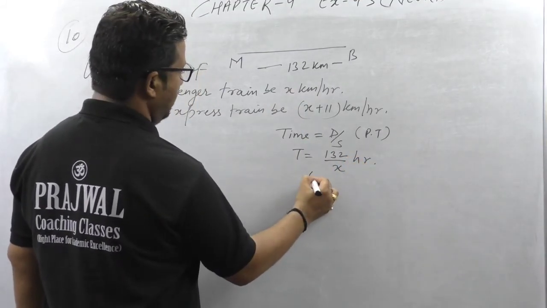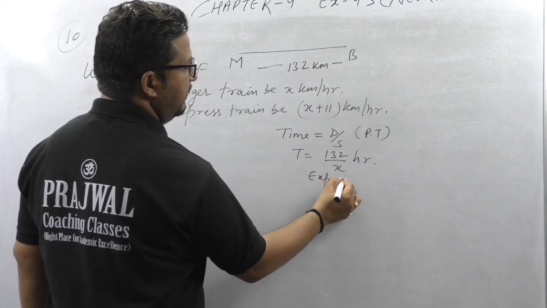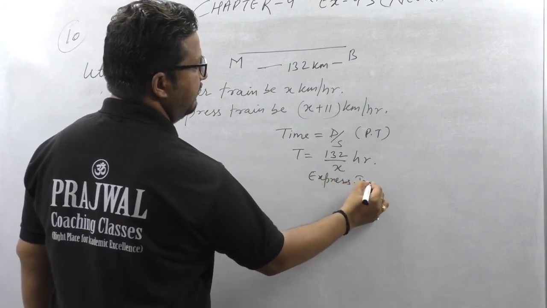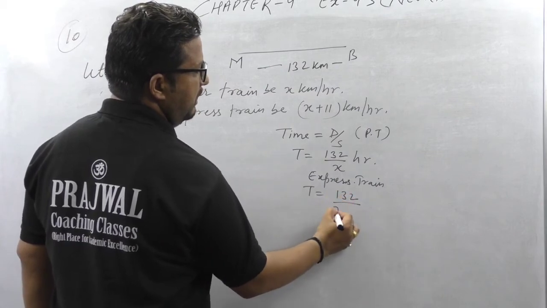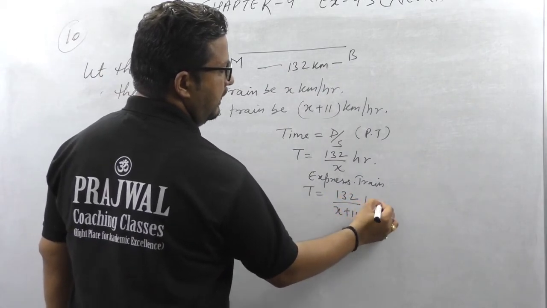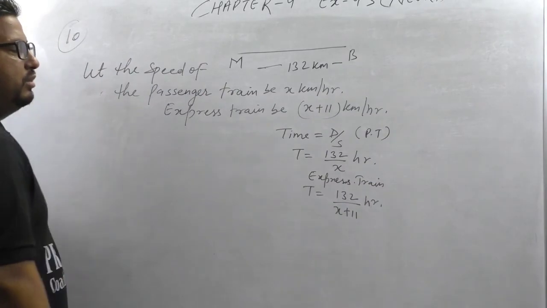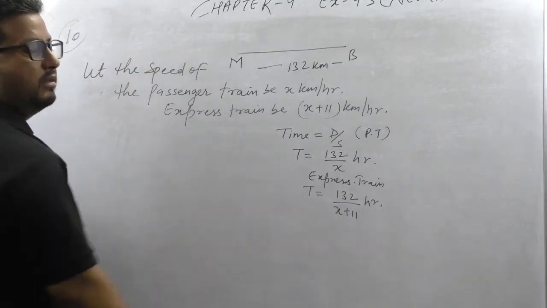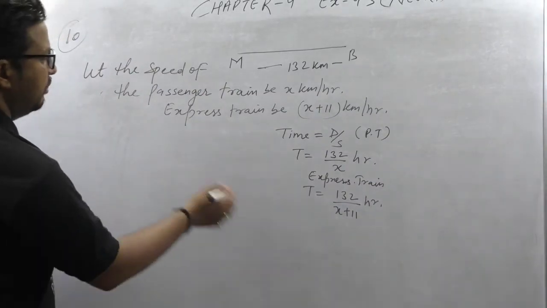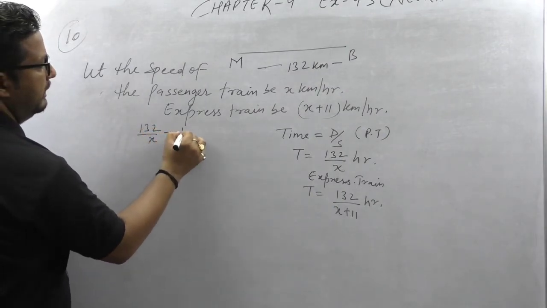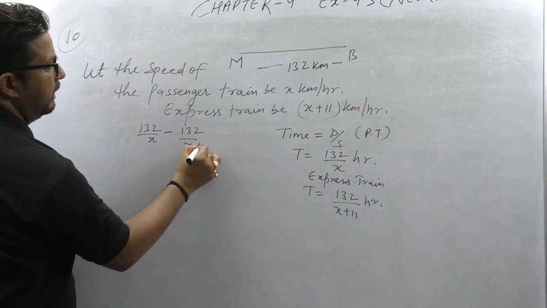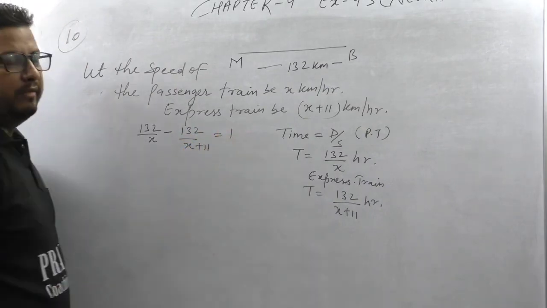And now I am writing for express train time. So express train time will become 132 is the distance and speed is x plus 11 hour. Now in the question obviously the speed of express train is more, so it will take less time. So our equation will be how much? 132 upon x minus 132 upon x plus 11 equal to 1 hour is given to you.